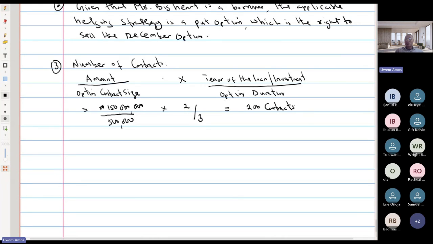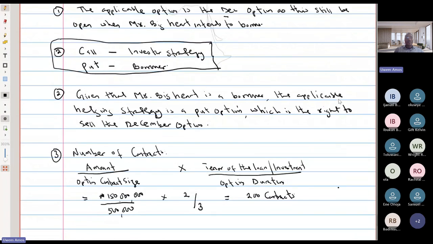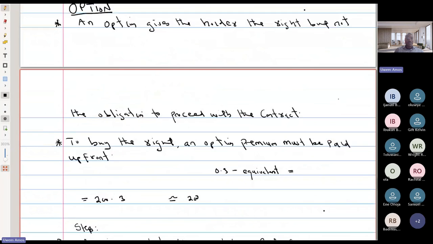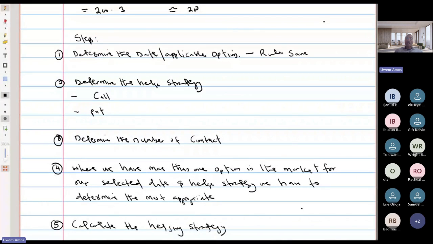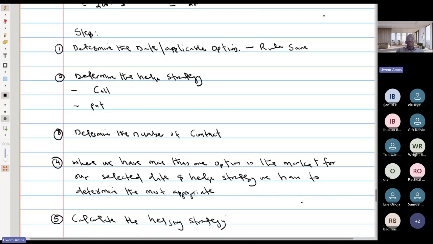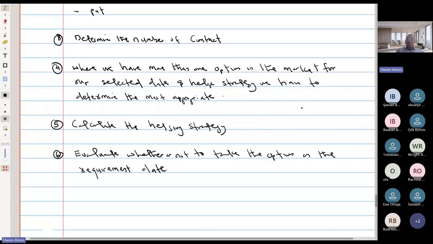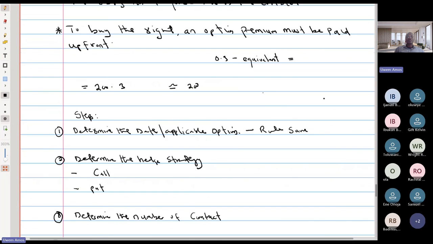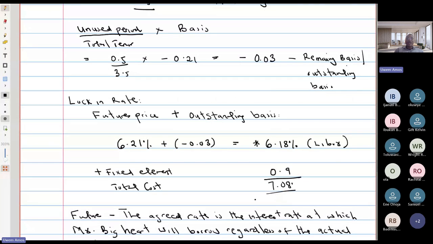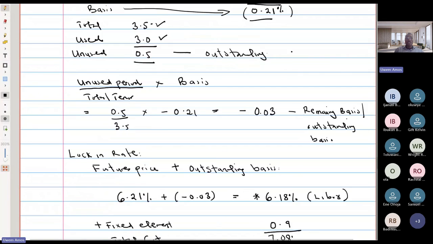And let's quickly go back to our table again to see why we need step 4. So what is our step 4? Is that 4? It says, where we have more than one option in the market for a selected date and hedge strategy, we have to determine the most appropriate to go for. So let's get right back to our question and see why that action is important.